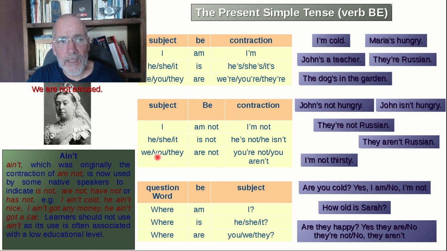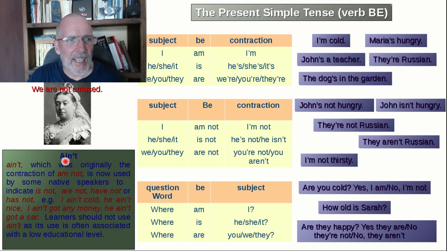And when the subject is we, you, or they, we can either contract the subject and are and say you're not, we're not, or they're not, or we can contract the verb be and not and say we aren't, you aren't, or they aren't. Just before we continue, a couple of things here. First of all, this is Queen Victoria, and she was very famous for saying we are not amused. So if you want to sound like Queen Victoria from the 19th century, don't use the contractions.